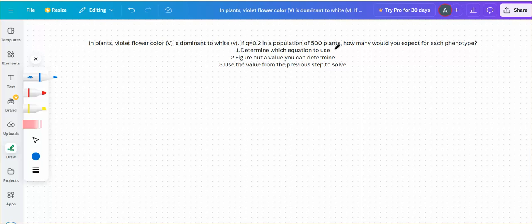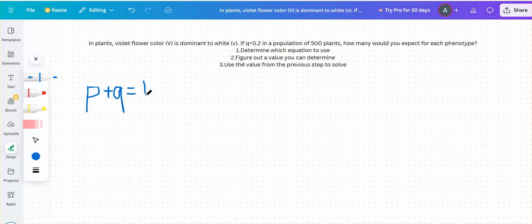So the first step we're going to use is to determine which equation to use. And in that problem that I worked out in the video I posted in the study guide, I used Q squared plus 2PQ plus P squared equals 1. But I want to highlight in this video that you can also use the other Hardy-Weinberg equation, which is P plus Q equals 1. And that's just so logical when you think about it.